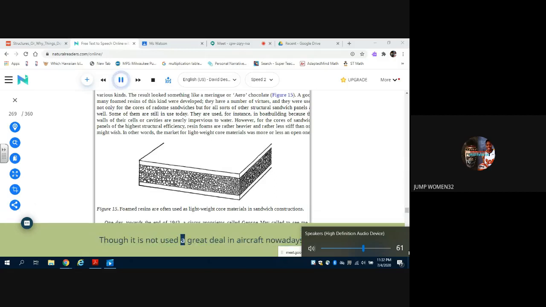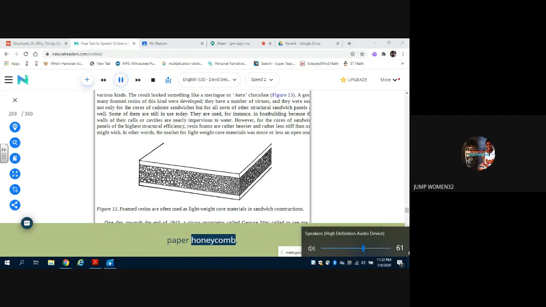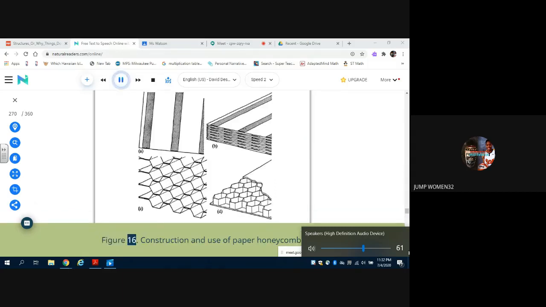Though it is not used a great deal in aircraft nowadays, something like half the household doors in the world are made by gluing thin sheets of plywood or plastic on either side of a paper honeycomb. It is even more widely used abroad, especially in America, than in England, and the world production of paper honeycomb must be very considerable.